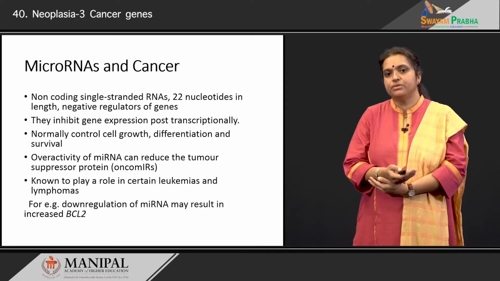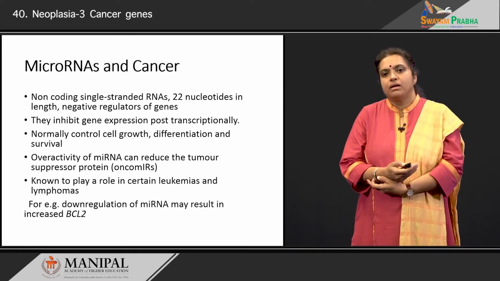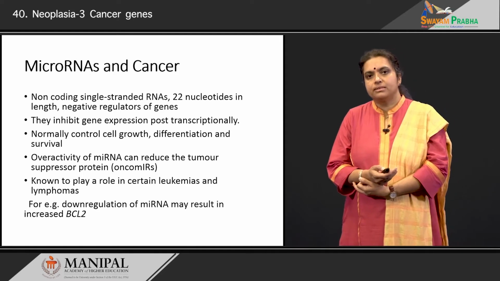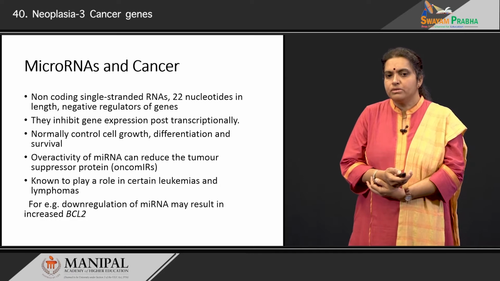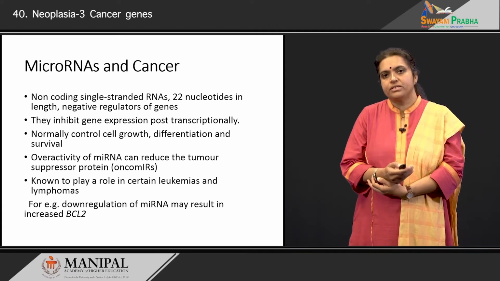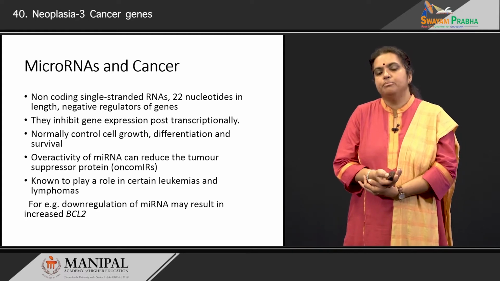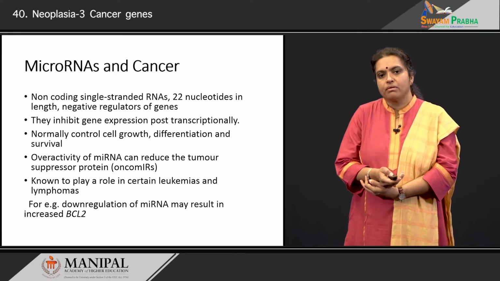These kinds of microRNAs are called oncomirs. They are known to play a role in certain leukemias and lymphomas. Another example would be the down regulation of a microRNA, which results in increased BCL2, which is an anti-apoptotic protein.